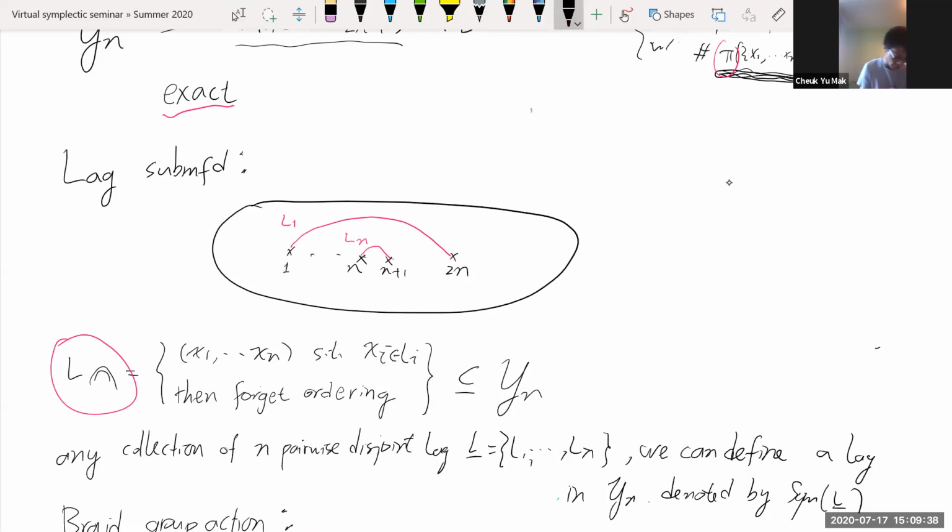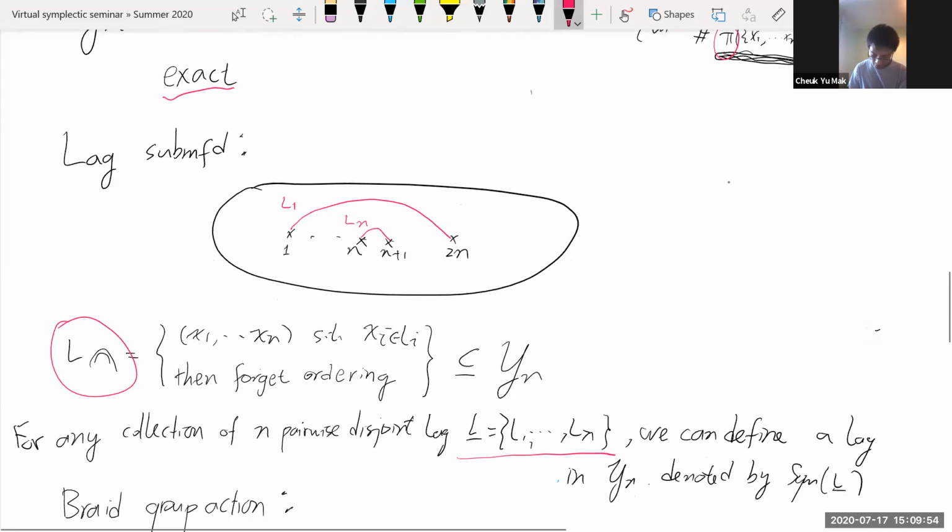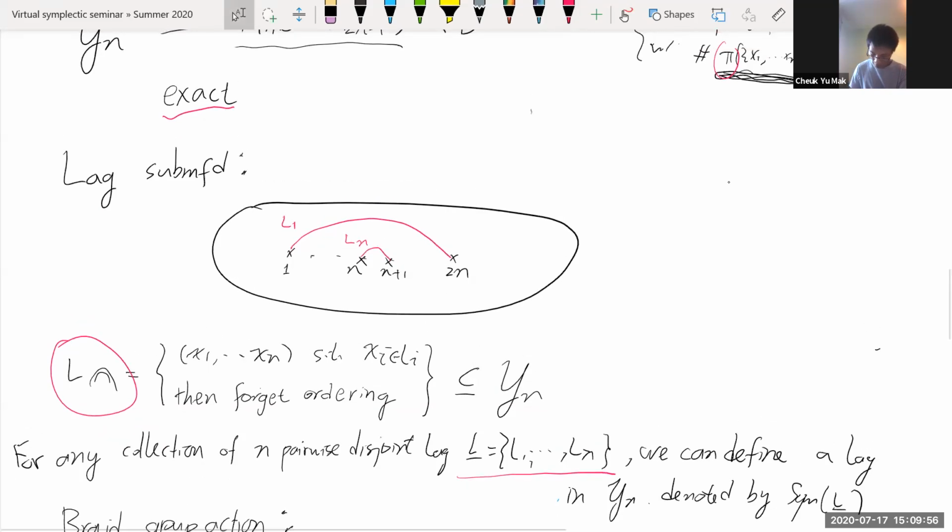In general, for any collection of n pairwise disjoint Lagrangians L1 to Ln, we can define a Lagrangian in Yn in the same way, and it will be denoted by Sym L.